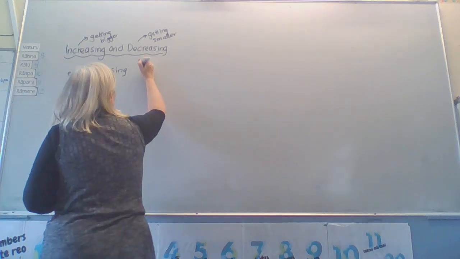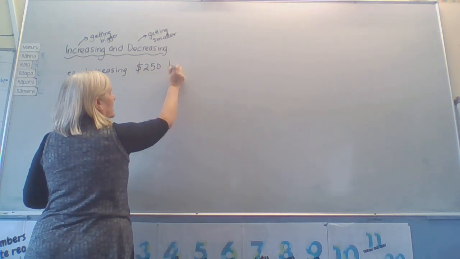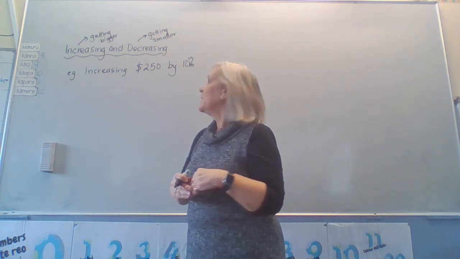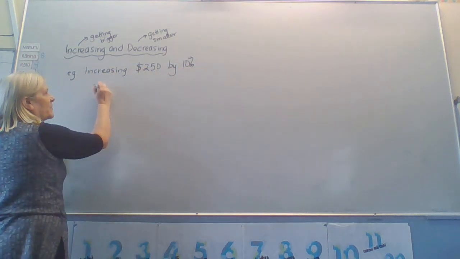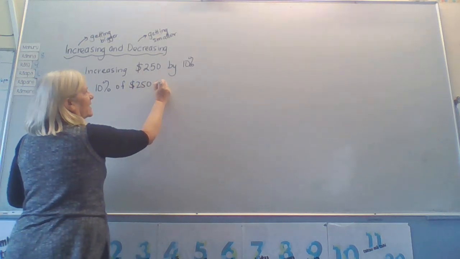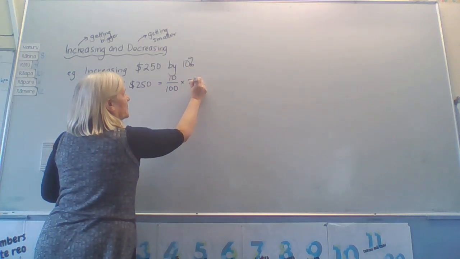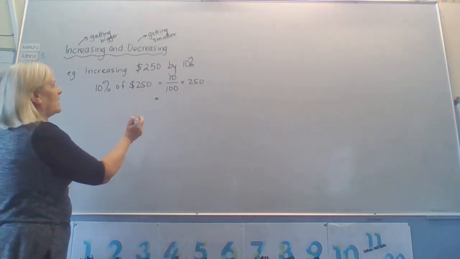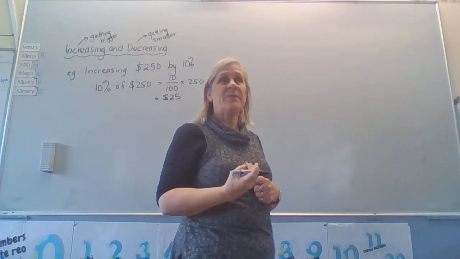So increasing $250 by 10%. All right? So it's got to get bigger. So 10% of 250. Our working would look like this. 10 over 100. 10% times 250 equals, and then we know what it is. Ollie? 25.